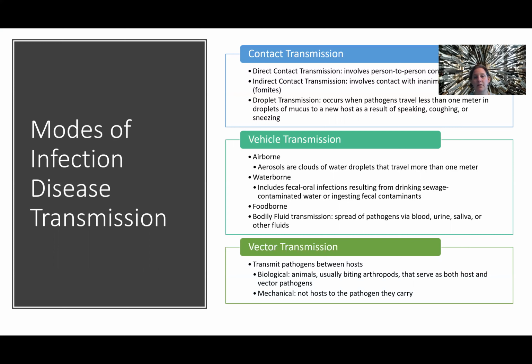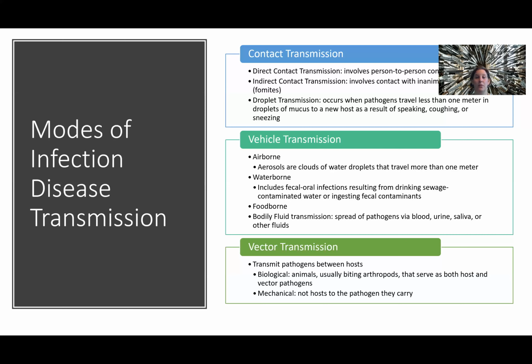Please understand, mechanical vector transmission might be that a fly landed on a cow that had a particular disease. Actually, pink eye is prevalent in cattle in the summer, and flies like to congregate on cows. So if one cow has pink eye, a fly might land on their eye, and then they pick up those organisms on their feet, and when they go to another cow and land on their eye, they've now transmitted the disease to the other animal.